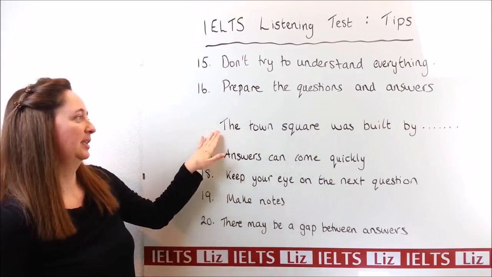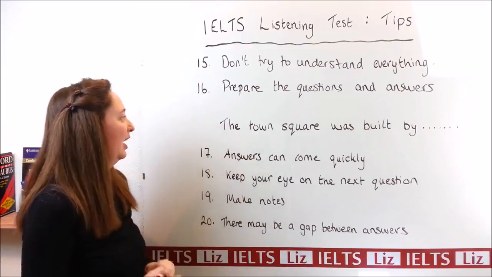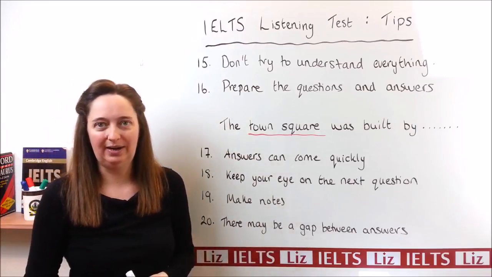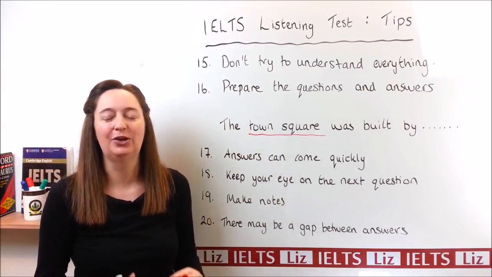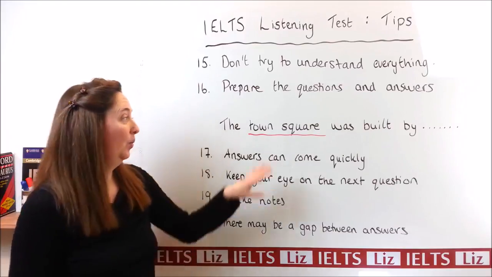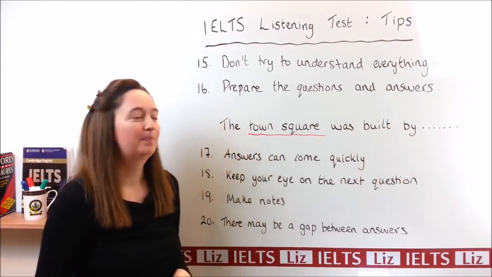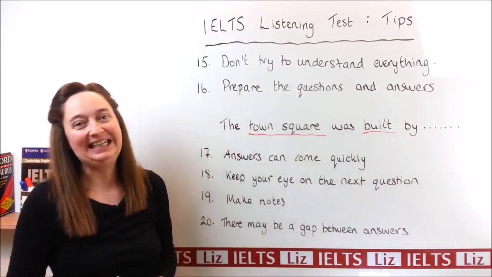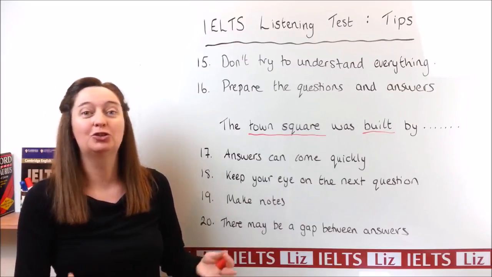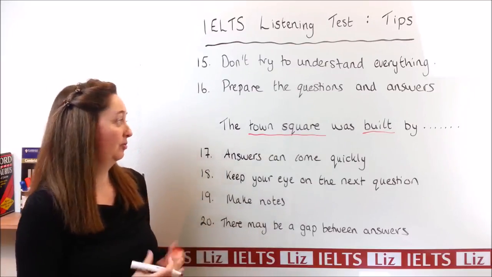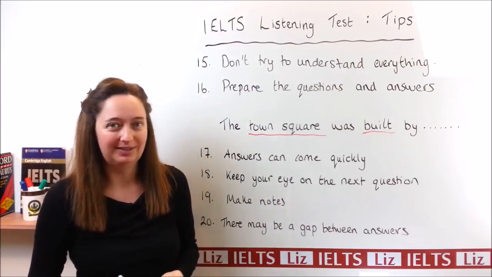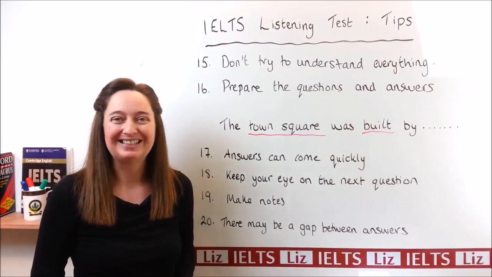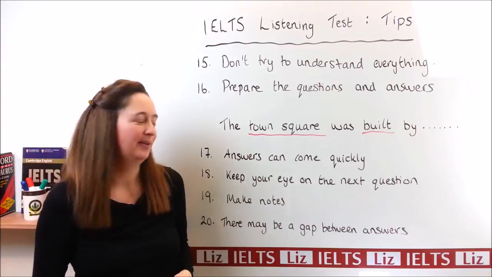Now let's have a look at this one. This is a sentence completion. Now the first thing I would do is I would underline this, the town square. Of course I'm going to hear those words, and those words will help me to find my answer. I will also pay attention that built is a verb that is very easy to paraphrase. For example, construct. So the town square was constructed by. So I can see that immediately because I've done lots of practice and it's a word I'm familiar with.